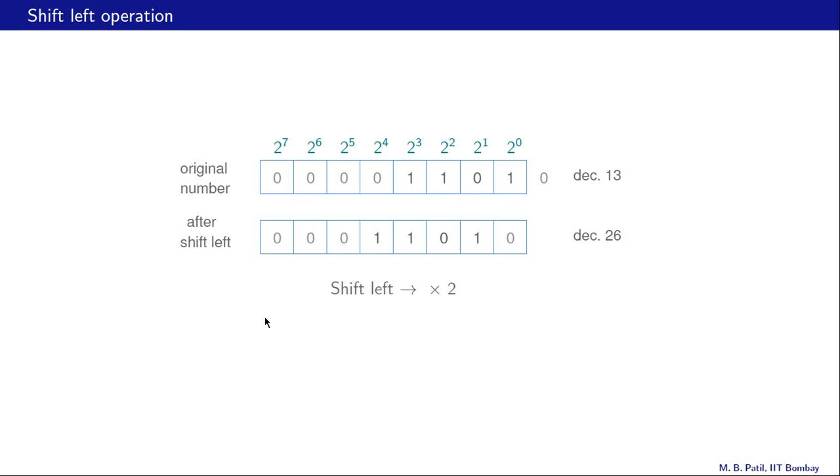And similarly, shifting right is equivalent to dividing a binary number by 2. For example, if this was our original number and we shift it right to get this number, then the new number is half the original number.